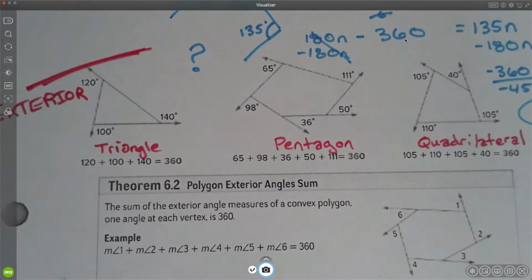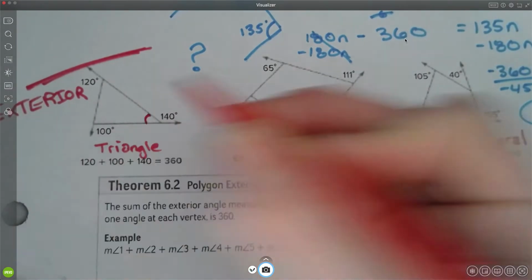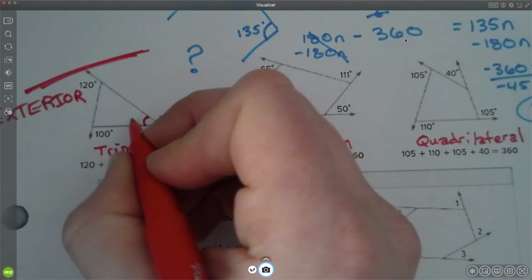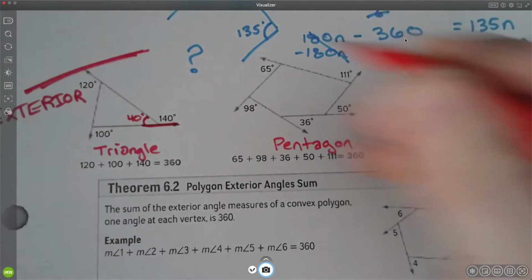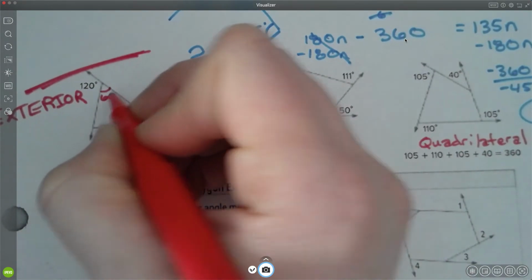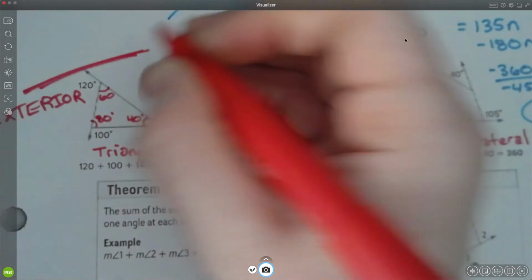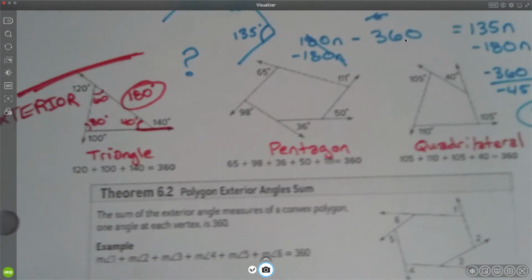So let's do this. What will this bottom angle be of that triangle? 40, right? Because they have to add up to 180 since they're on the straight line right here. If this is 120, what will this one be? 60, and this one is 80. Do those add up to 180 like they're supposed to? Yes.